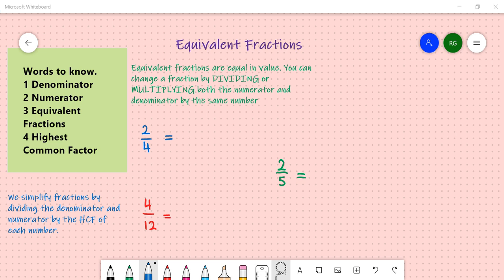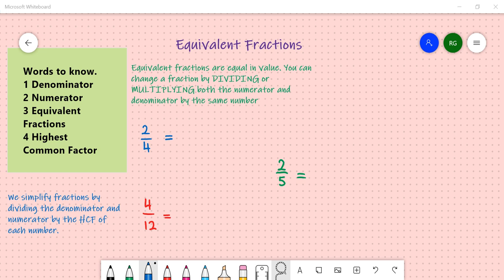First one's denominator. That is the number on the bottom of a fraction. The numerator is the number on the top. So the bottom number generally tells us the size of the pieces or the fractions, and the number on the top tells us how many of those we have. 3 is equivalent fractions, and that's what we're going to be focusing on today. And 4, highest common factor. So the highest number that will divide into 2 or more. In this case, we're looking for the highest number that will divide into the numerator and the denominator.